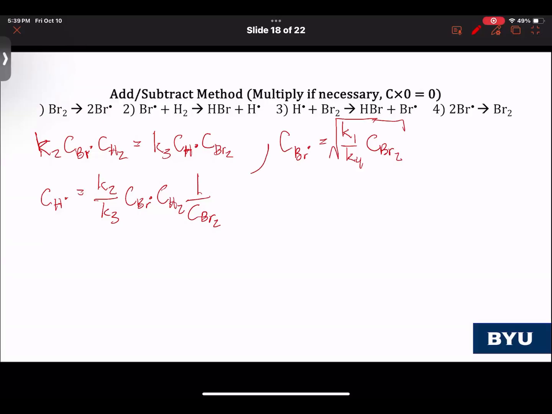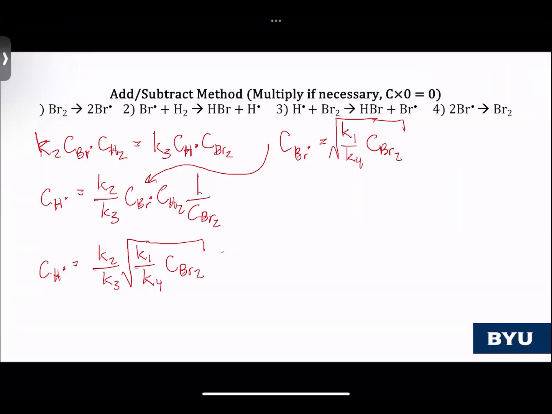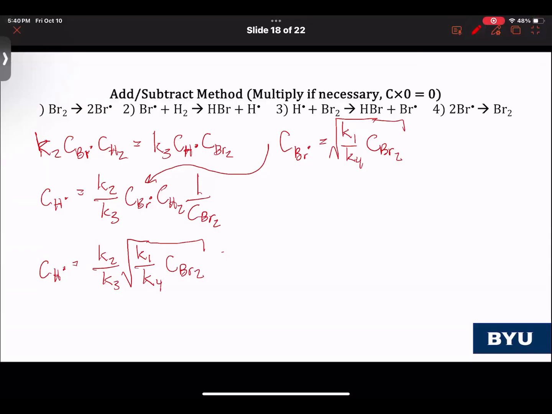And so I can plug this into here. So I'll get the concentration of my hydrogen radical is equal to K2 over K3, times the square root of K1 over K4, concentration of bromine, and the concentration of my hydrogen. Whew. And this isn't even the brute force method.